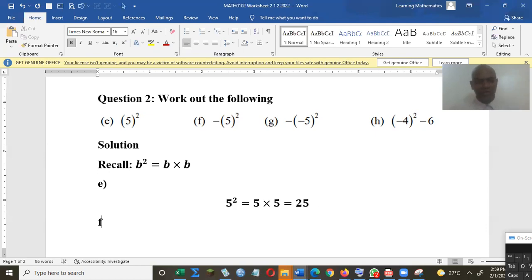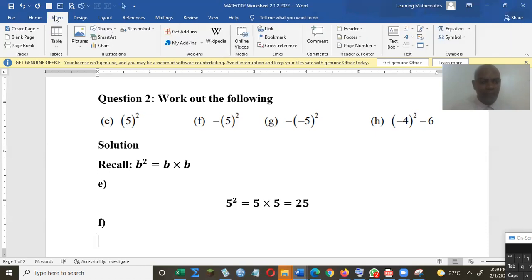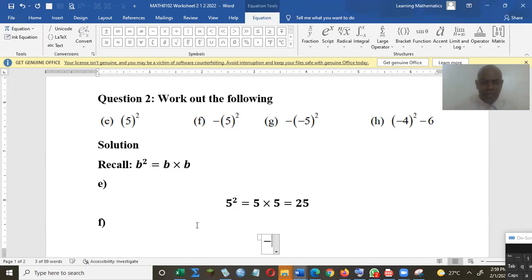Okay, it's worthwhile doing one with negative signs. So we're going to do F now. Insert equation. Now we have a negative, open bracket, a 5, close bracket, highlight, and then you have a square. Script, superscript. I just highlight the right bracket alone to get the script. Because if you don't highlight and you go to script, it will give you a new box and you have to write it again inside the box. If you highlight, you avoid having to write again in the little box.